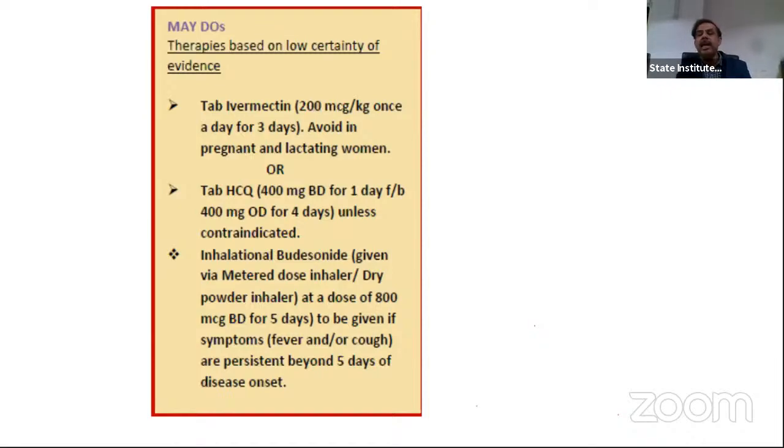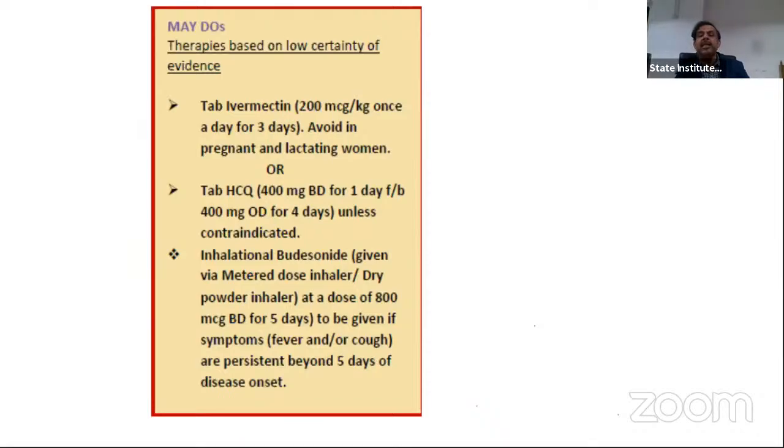So this is the AIIMS guideline. The dosing schedule is different from what we are following. Ivermectin is 200 microgram per kg once a day for 3 days. And you should tell the patient to avoid it in pregnant and lactating women because its safety is still not known.